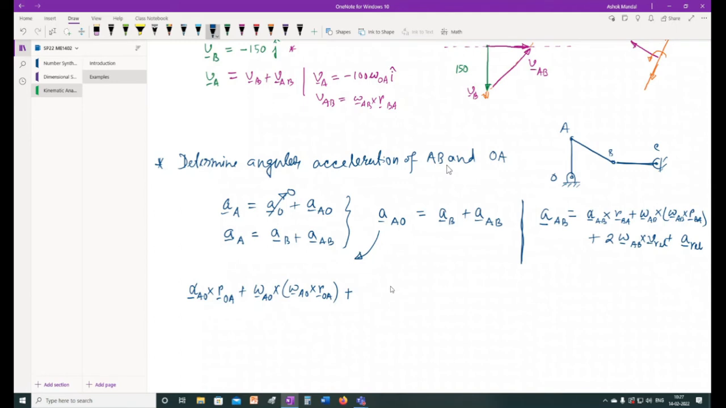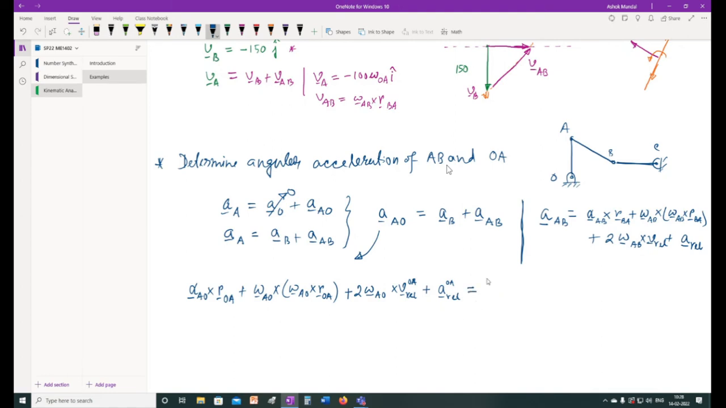So what is the third term? Can somebody tell me what I should write now? Omega AO cross V relative. Can I write V relative for the link OA, just to differentiate from the other? And what is the last term? A relative. So A relative for the OA link.